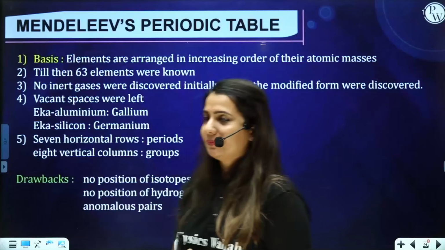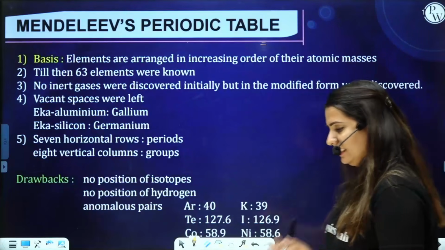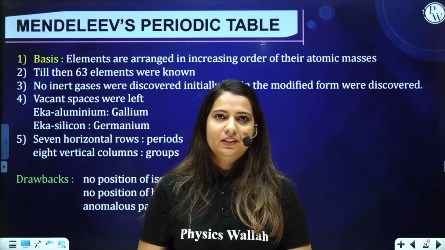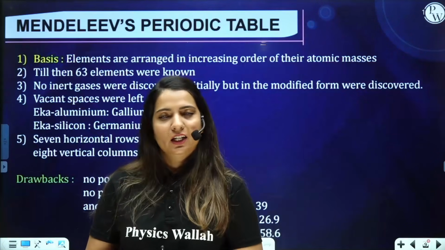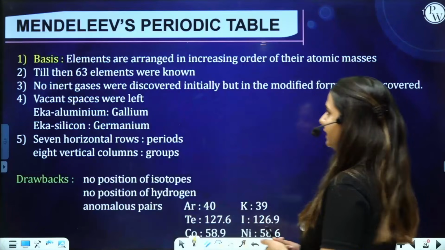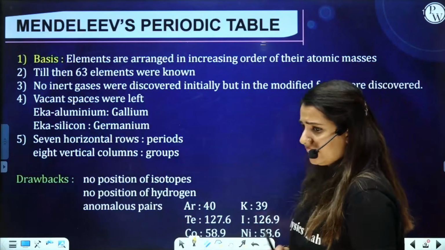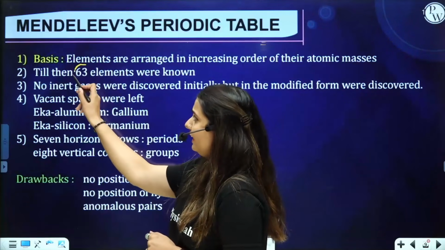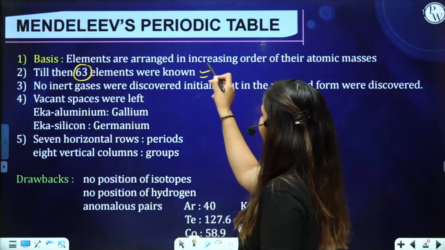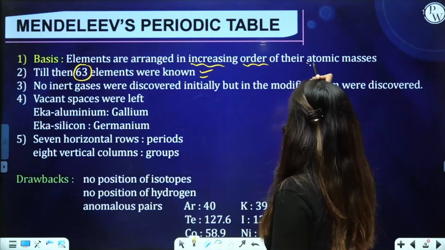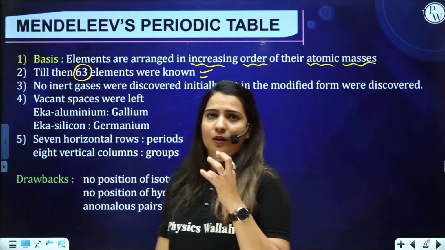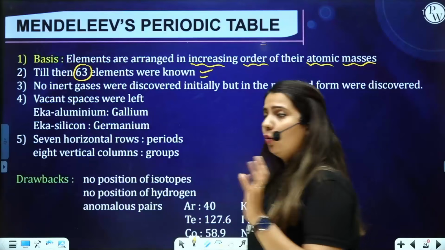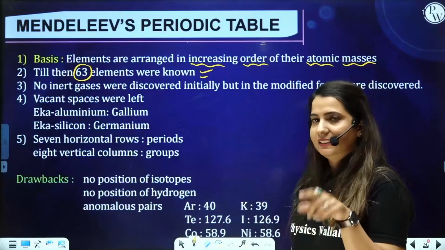So let's start with the basis. What was the basis? What was the law? That the elements are placed according to the increasing order of their atomic masses, right? The basis was this only. When Mendeleev was making the periodic table, only 63 elements were known. Increasing atomic mass, I'm just underlining it. You have to just remember the key points, what I underline or circle. So only 63 elements were known, and the basis was the increasing atomic mass.